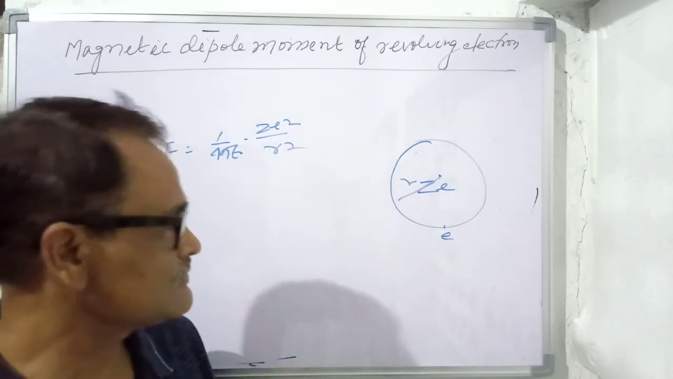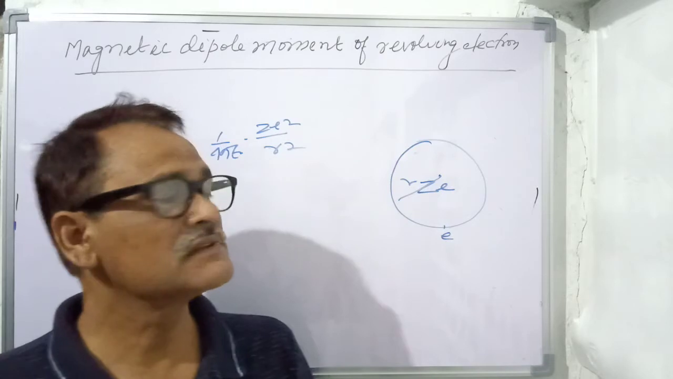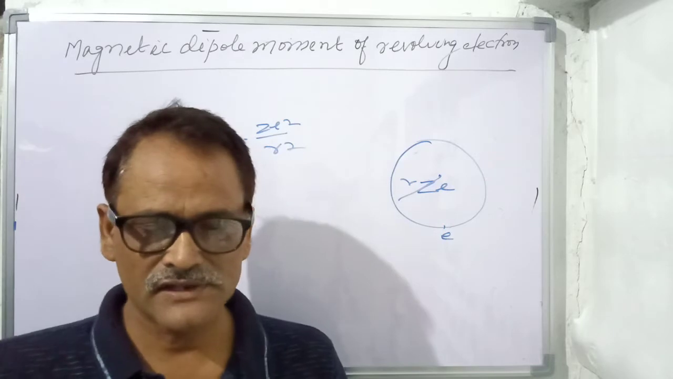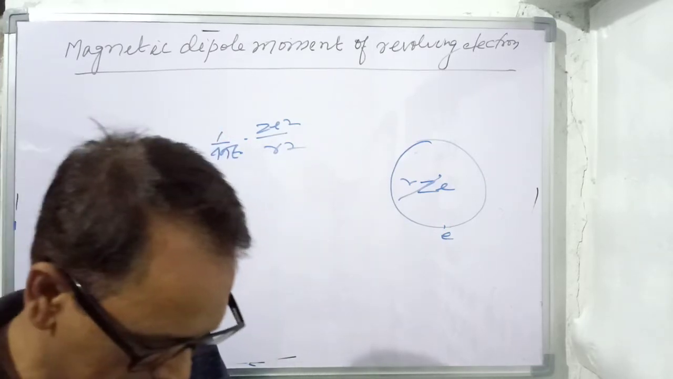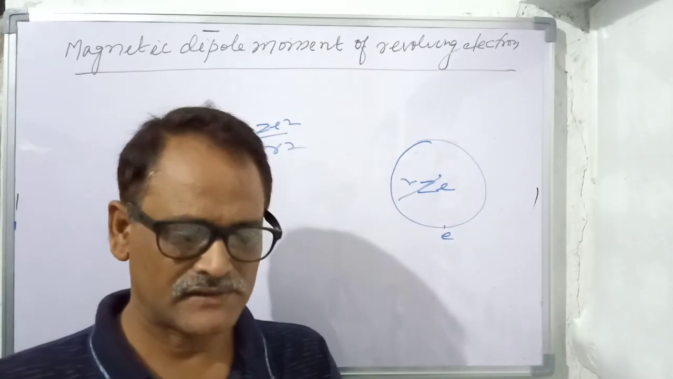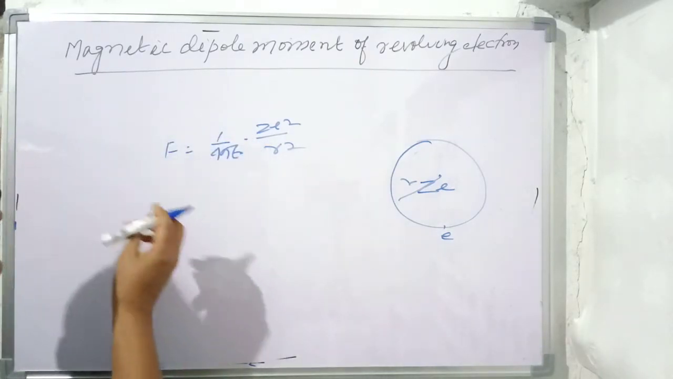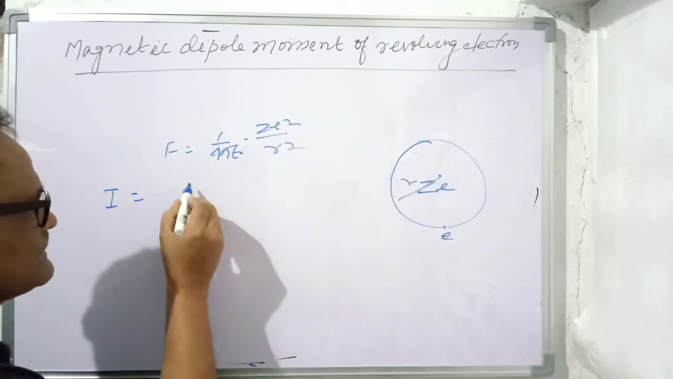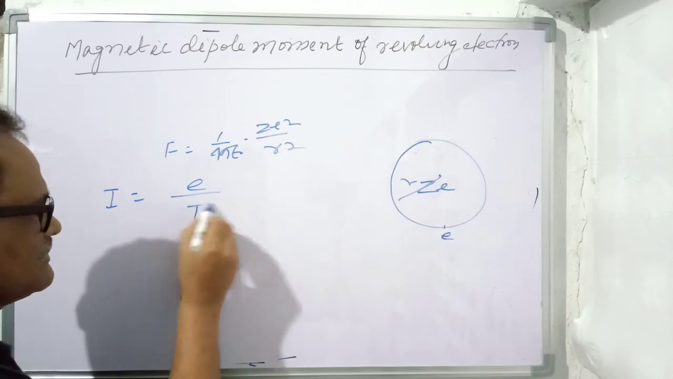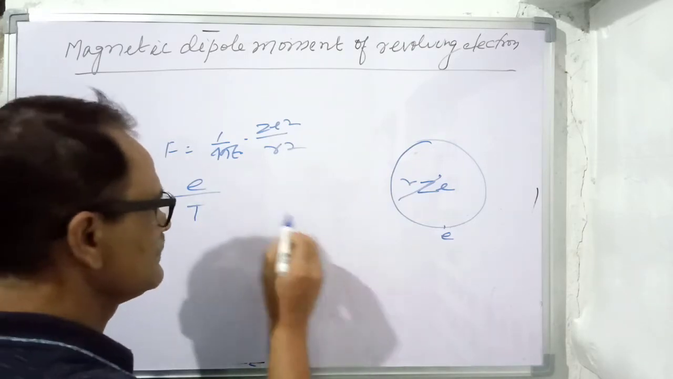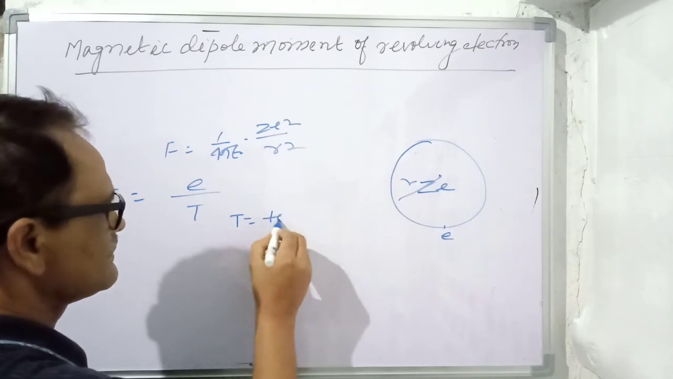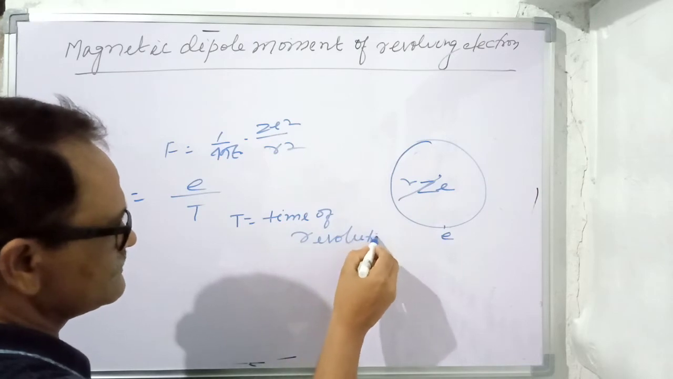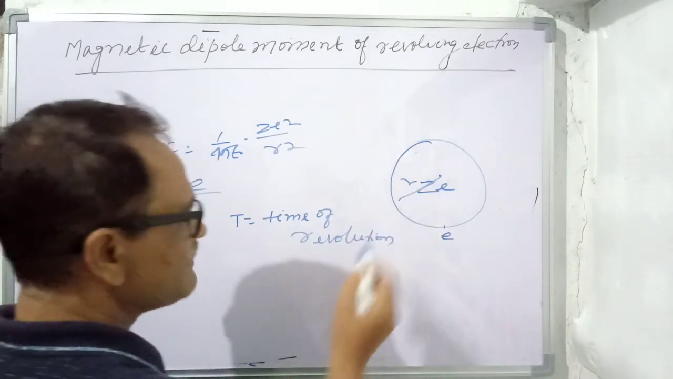Since the electron has charge and it is revolving around the nucleus, there is a flow of charge, and if there is a flow of charge, there is an electric current. The electric current is equal to I equals Q by T. So Q is e, and T is the time of revolution.